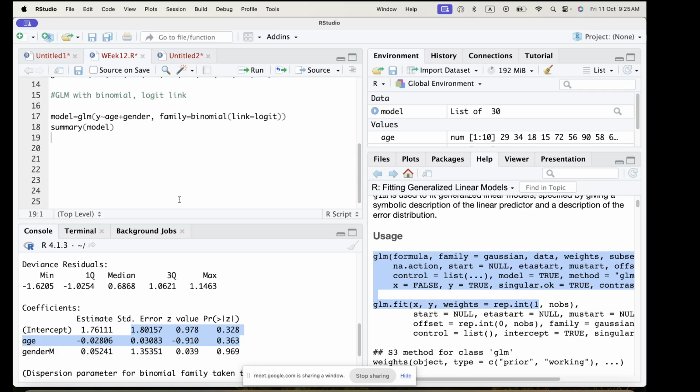Okay, so if this is the model, ln p by 1 minus p equal to alpha plus beta age plus c gender, then I am getting b and c by this procedure.